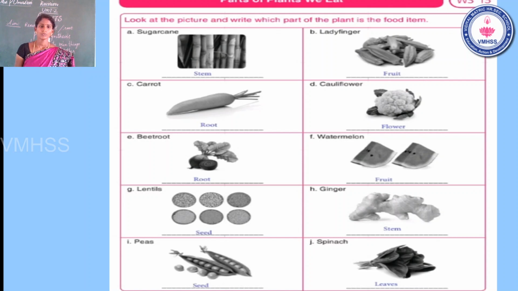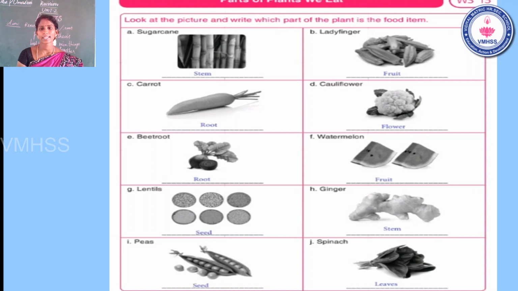Students, now we go to the assessment part. Revise worksheet number 15. Take your worksheet book and page number 39. See the slide. Look at the picture and write which part of the plant is the food item. You can identify the answer, which part of the plant.